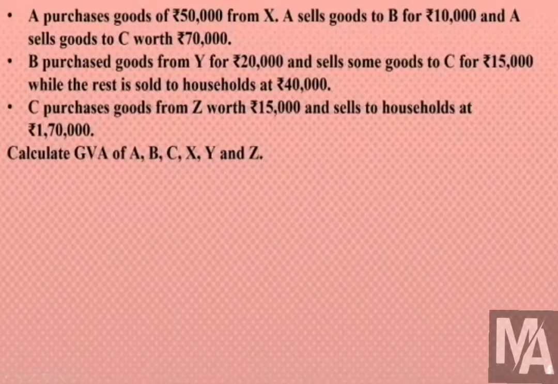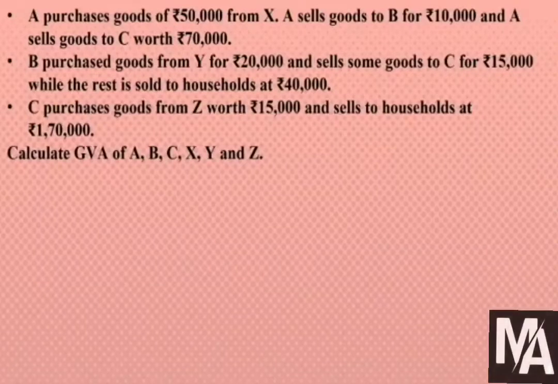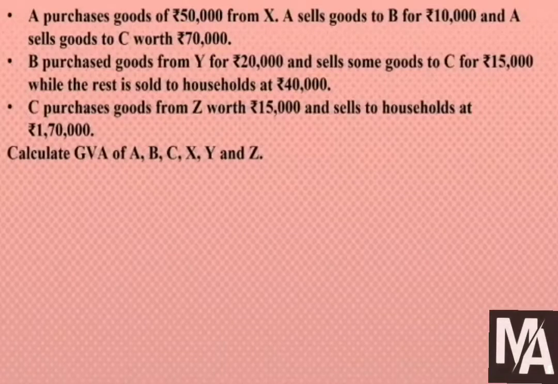We'll quickly read. A purchases goods of rupees 50,000 from X. A sells goods to B for rupees 10,000 and A sells goods to C worth rupees 70,000. B purchased goods from Y for rupees 20,000 and sells some goods to C for 15,000, while the rest is sold to households at rupees 40,000. C purchases goods from Z worth rupees 15,000 and sells to households at rupees 1,70,000. Calculate the GVA of A, B, C, X, Y, and Z.